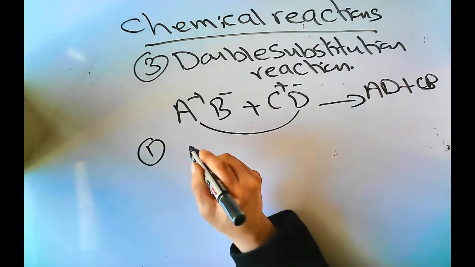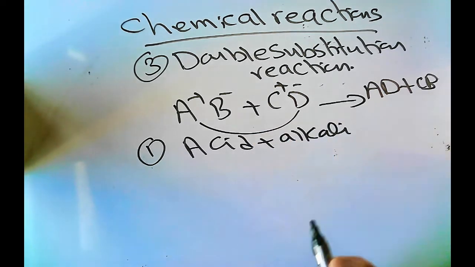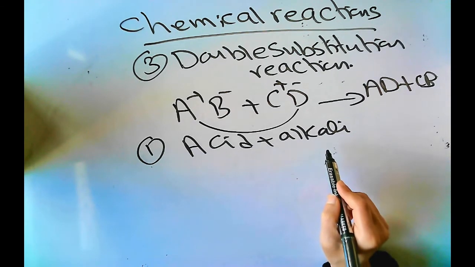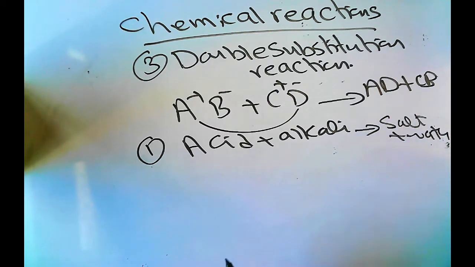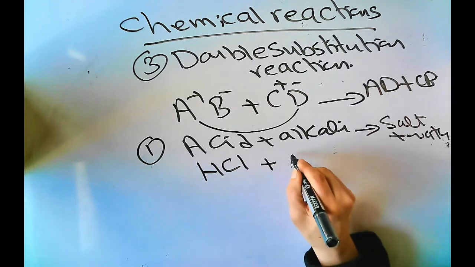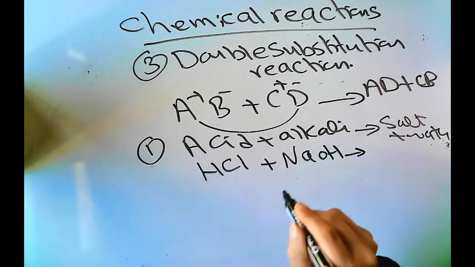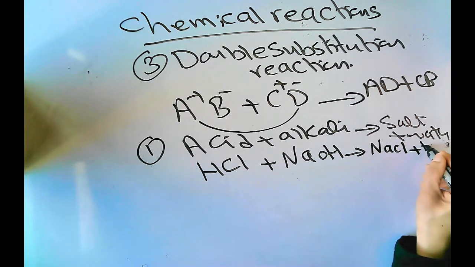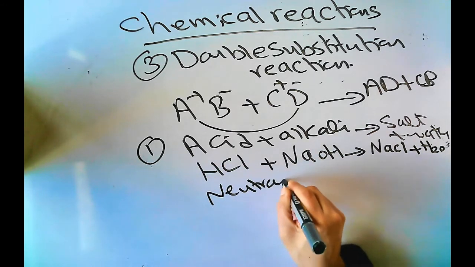First example, reaction between acid and alkali. When we add an acid to an alkali, it produces salt and water. For example, HCl, hydrochloric acid, plus sodium hydroxide, it's going to give NaCl, sodium chloride salt, plus water. This reaction is known as neutralization.